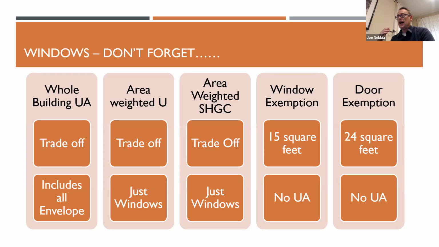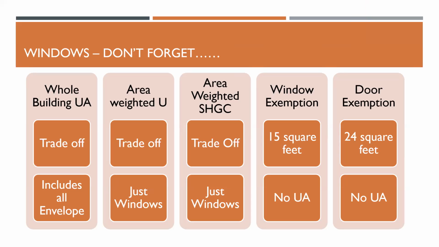So maybe I've got a decorative window or something like that that's not labeled, it doesn't meet the requirements at all. As long as it's less than 15 square feet and my other windows comply, I can exempt that. So there is some amount of flexibility that's built into the code. The IECC has always had a certain amount of ability to do something different if it doesn't apply to your specific situation. But there are limits on how far you can go on that. So keep in mind that there's some flexibility, but it's not unlimited.